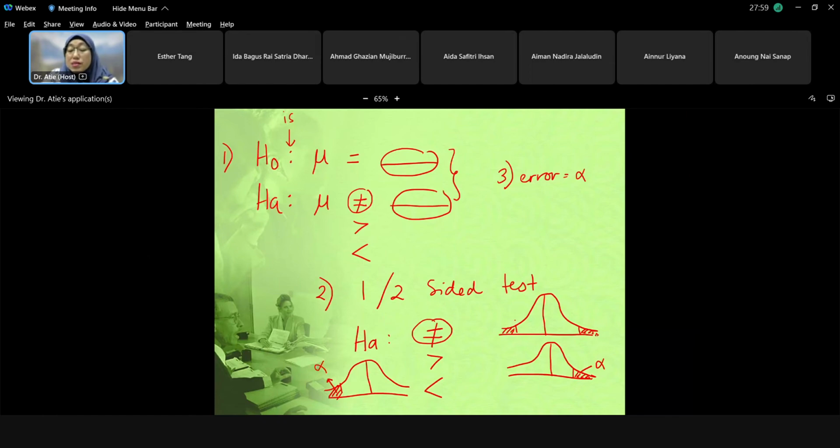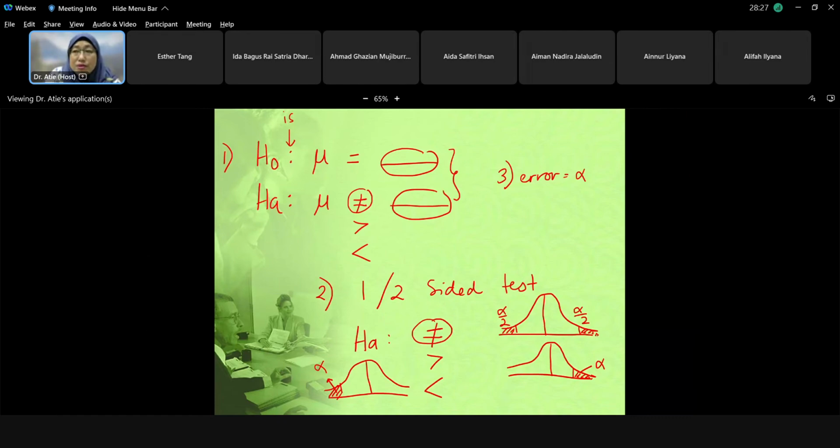But because of the two tails, it means that the alpha needs to be shared by the right and the left tail. So the alpha needs to be divided by 2, because half alpha plus half alpha is going to be alpha. So the total of the error should be alpha. Is everybody okay? Do you understand this?